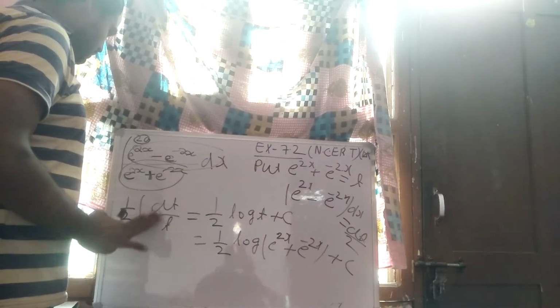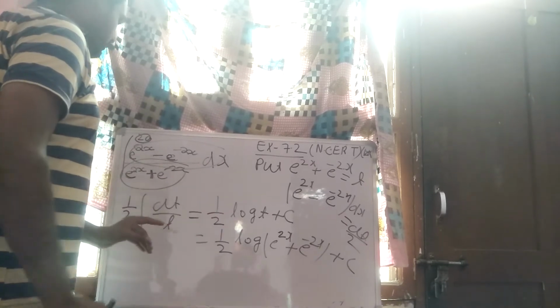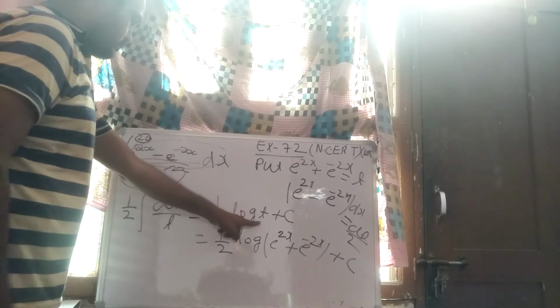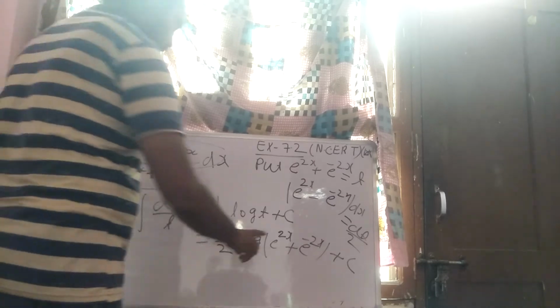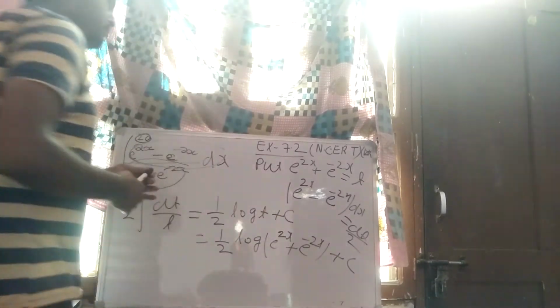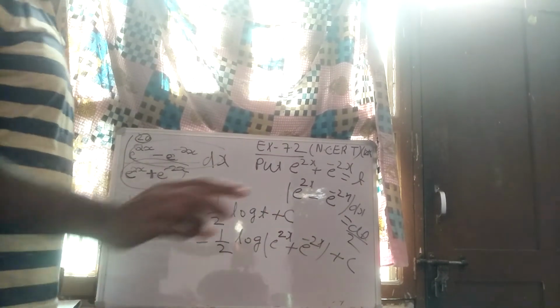This is very easy. dt upon t. This is the formula of log t plus c. And we also put the value of t: log of e to the power 2x plus e to the power minus 2x. This is the complete answer and solution.